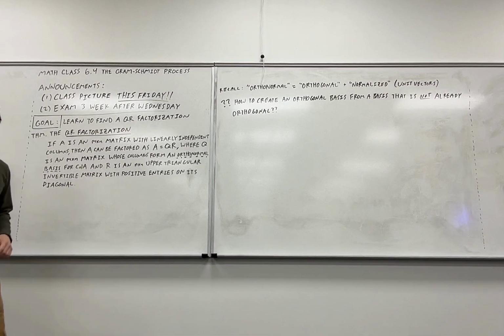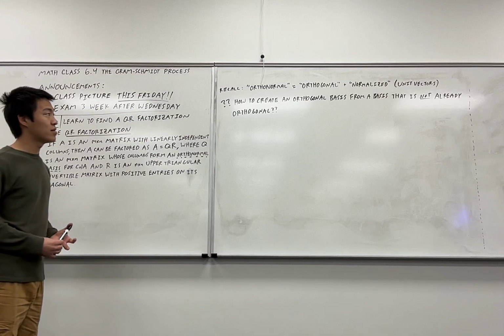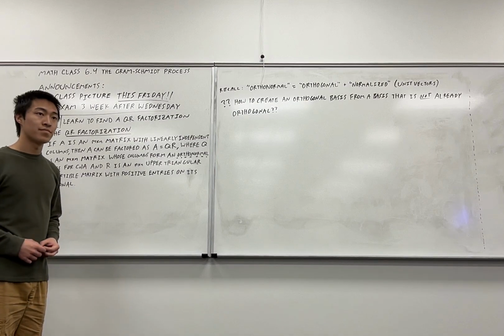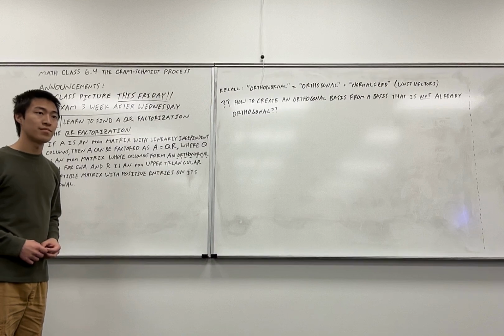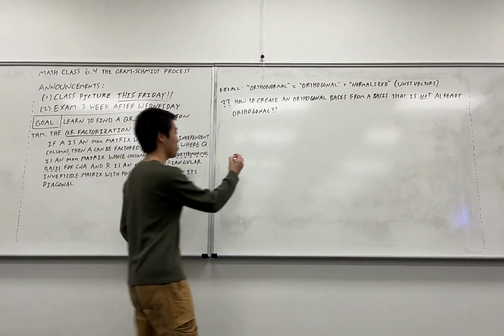Yes? One question. If I get a set of vectors that are orthogonal to each other, and then I normalize all of them, are they still going to be orthogonal to each other after I normalize them? I'll answer your question like this.